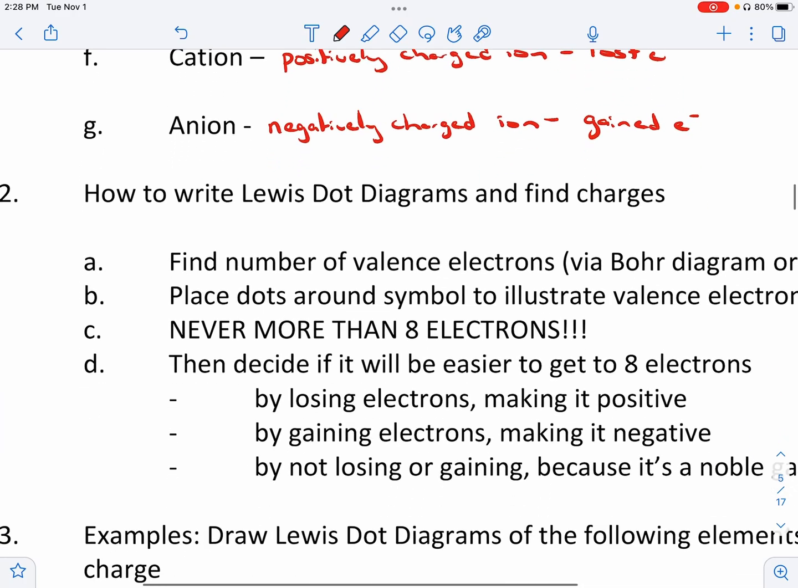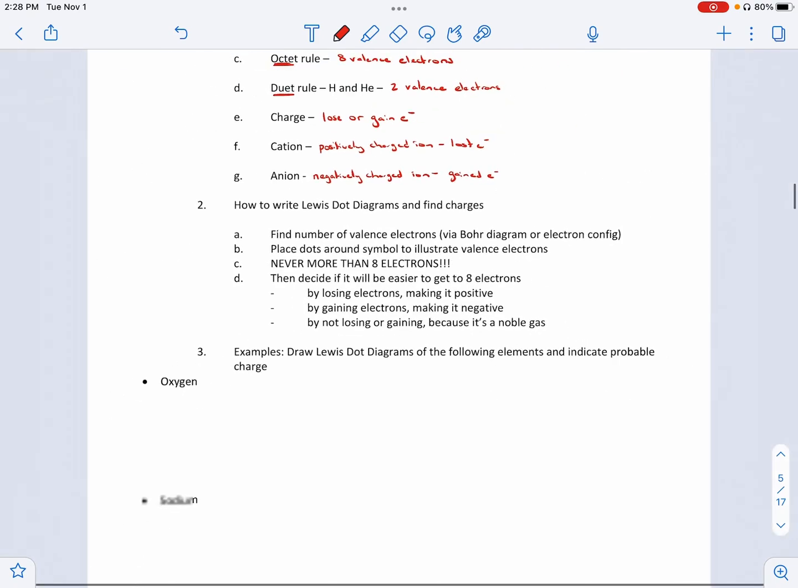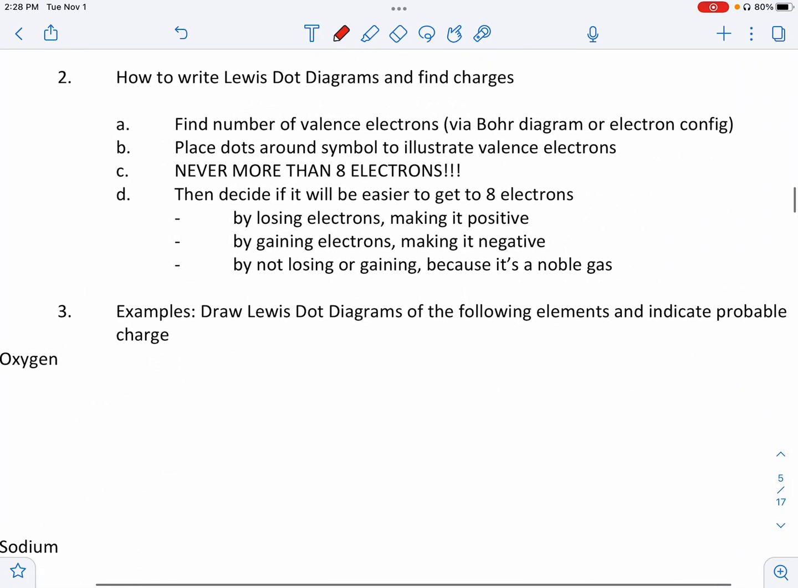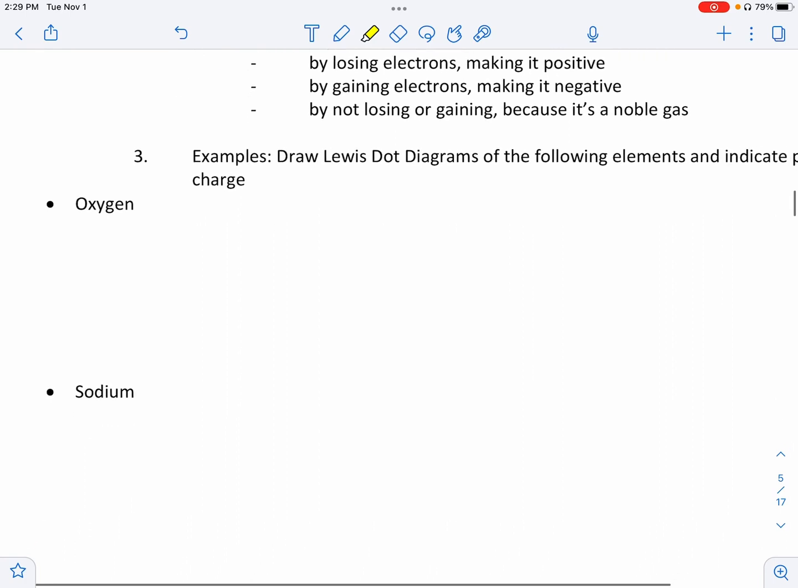Okay, so how do we do this? Our first step is we would need to find the number of valence electrons. You could either do that via Bohr or the electron configuration, your choice. Place dots around the symbols to illustrate valence electrons. There is a specific way to do this. Never more than 8 electrons. If you have more than 8 valence electrons, you have done this wrong. Then we'll decide how to get to 8 electrons. Do you want to lose electrons to get there or gain them? And we'll talk about that. Our noble gases will not lose or gain because they are all full. So let's see what we got here.